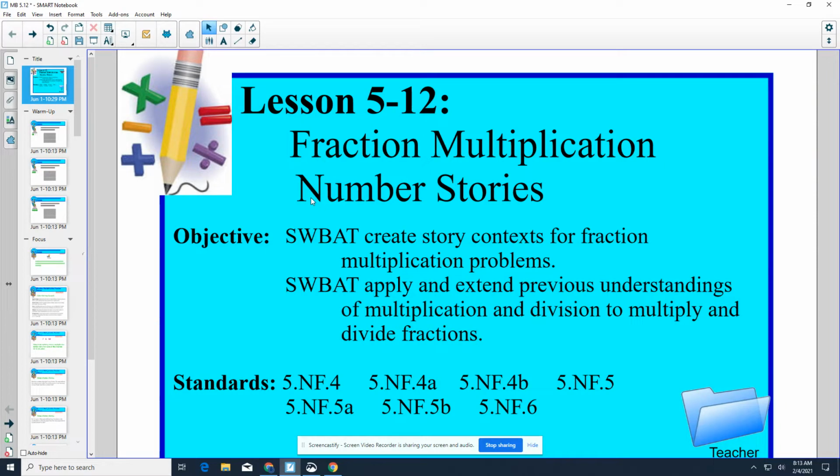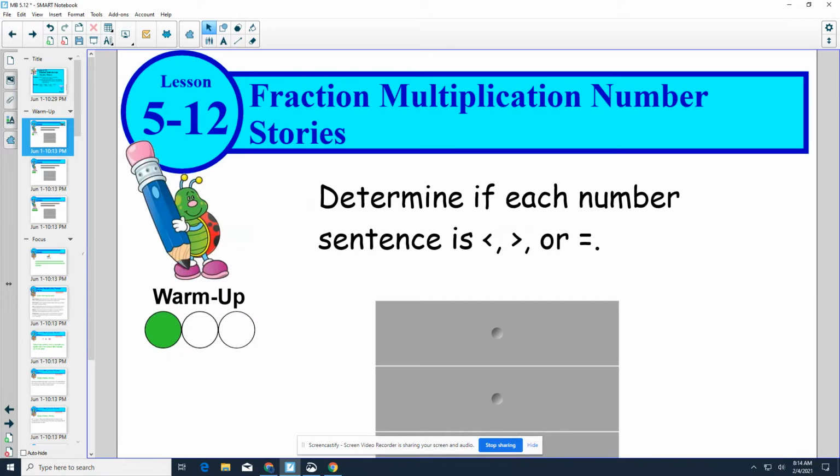Today we're going to work on lesson 5.12, fraction multiplication number story. So our objectives for today are we want to be able to create story context for fraction multiplication problems. Also, we want to be able to apply and extend previous understandings of multiplication and division to multiply and divide fractions. So those are our goals for today.